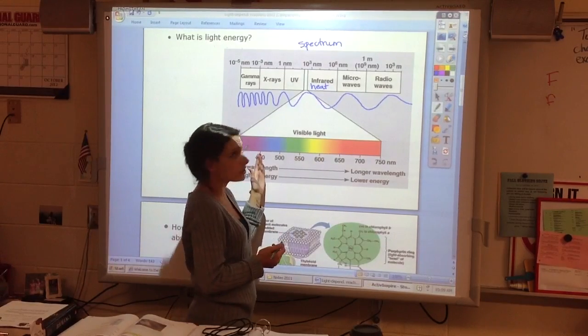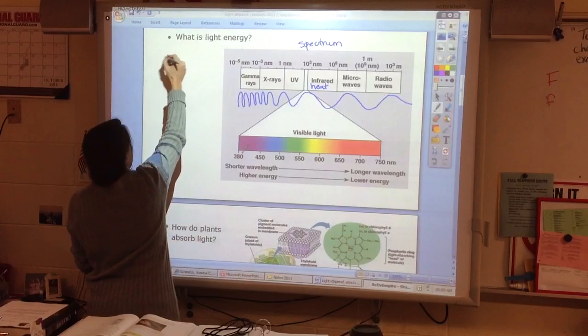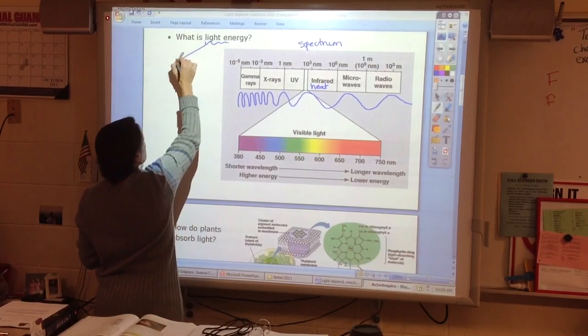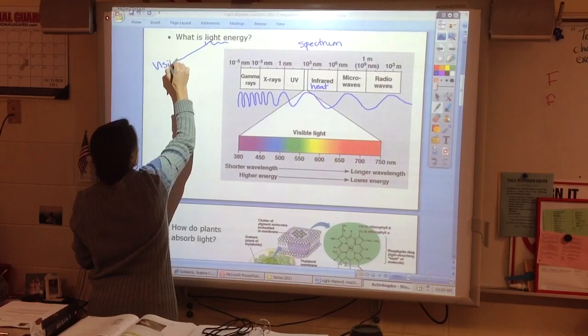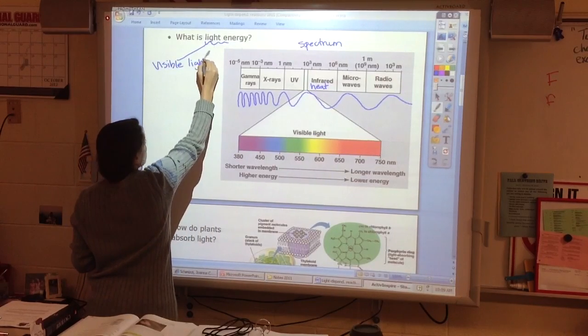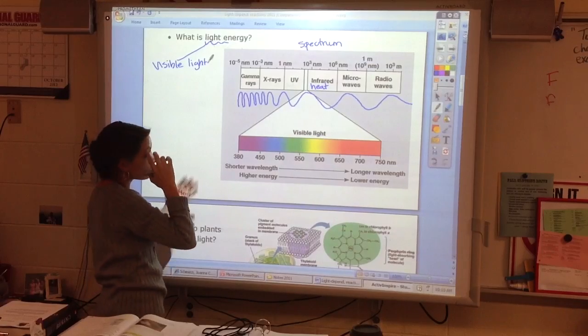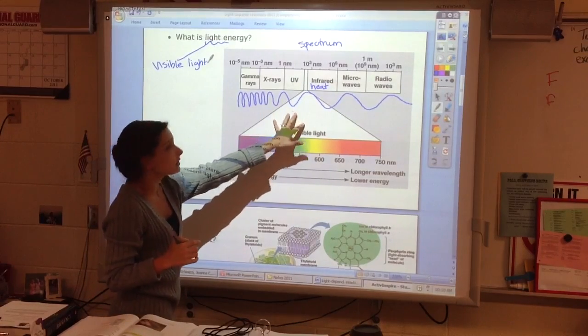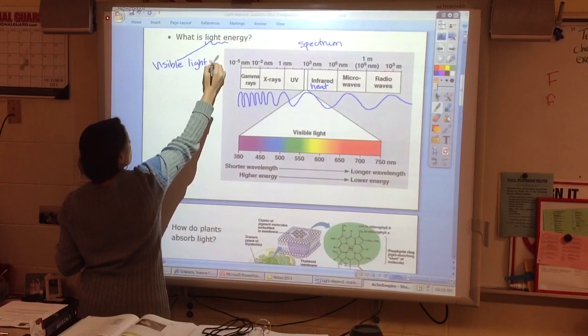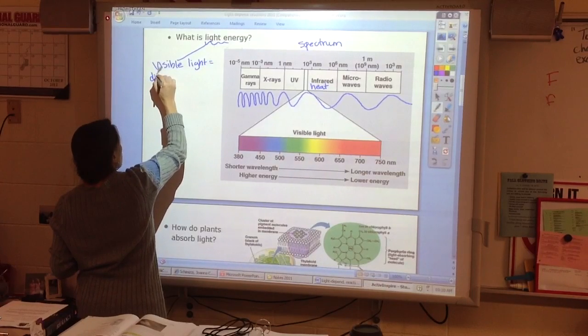The reason this is going to be important is that when we get light energy from the sun, and this is the visible light, so there's all sorts of energy from the sun. When we get the visible white light, that visible light is actually broken down into different wavelengths.